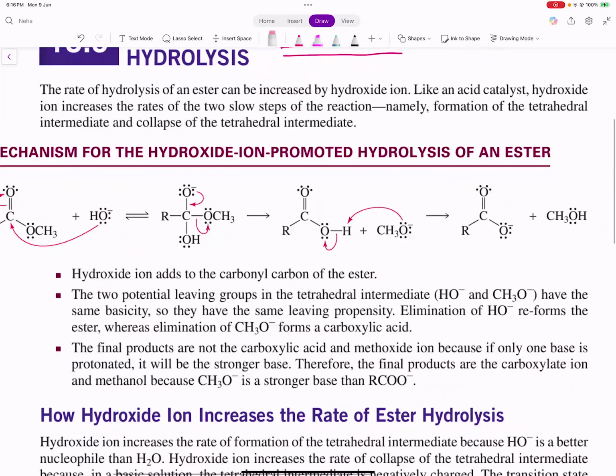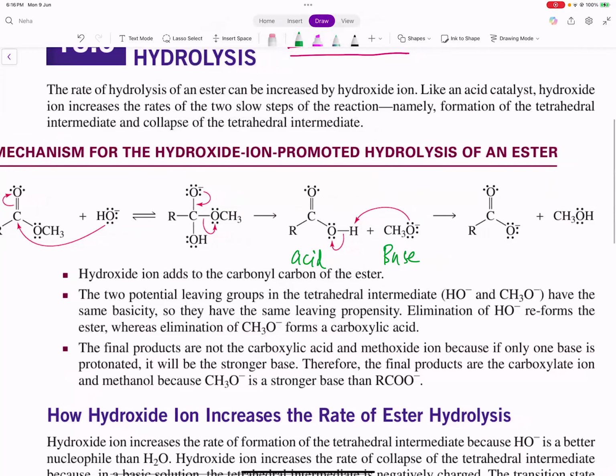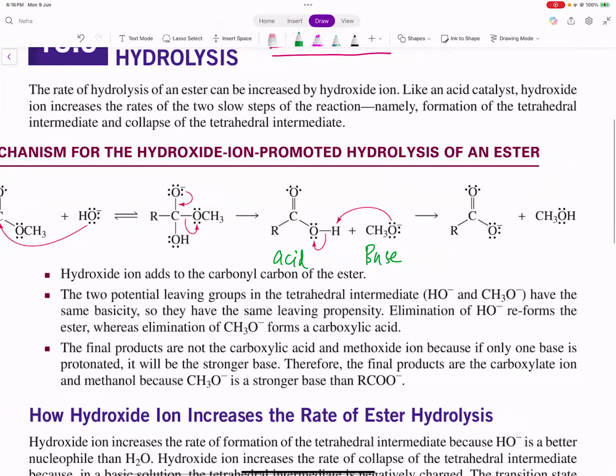See, CH3O minus will pick up a proton from this product because this is a carboxylic acid, right? And this is a base. So Neha, see what has happened. After this acid-base reaction, this is no more in equilibrium, right? Because now it cannot go back. It cannot go from a weak acid to a strong acid, right?